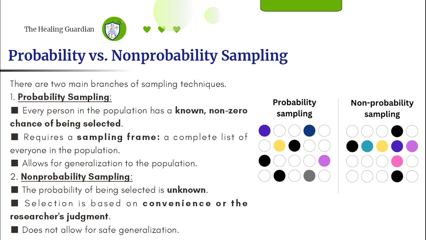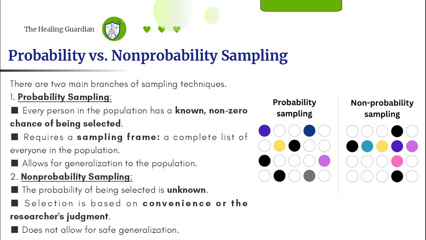It requires a sampling frame. In all probability sampling, you have to know the sampling frame. How many total people am I dealing with? What is the total number of people in my study population, so that you can sample from it. Number three, it allows for generalization. Since you have done random sampling, they have known chances. Not every probability sampling gives equal chances, but the chances have to be known or measurable.